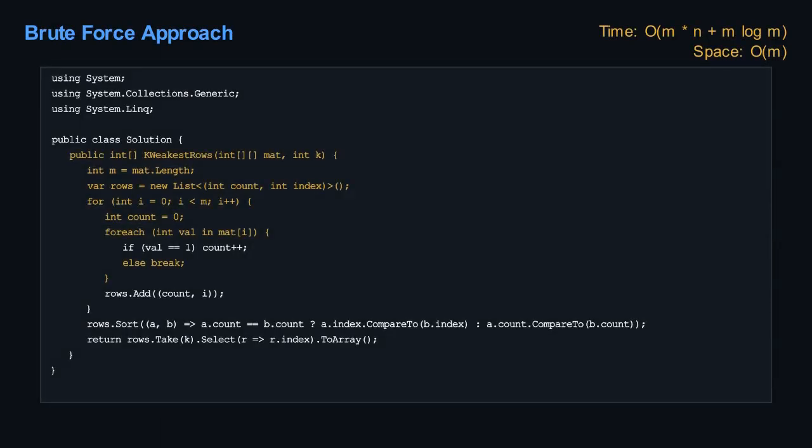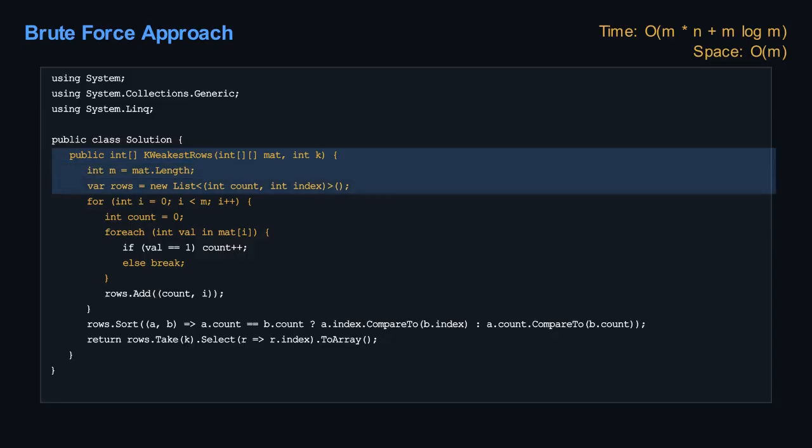A straightforward approach involves iterating through each row, counting the soldiers by traversing until we hit a 0 or the end of the row. We then store each row's soldier count along with its original index. Finally, we sort this list of tuples. The sorting criteria are first by soldier count, then by index for ties. This gives us the weakest rows, from which we take the first k.